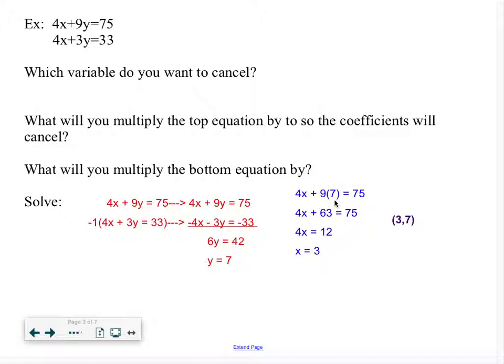I plugged that back into an equation, into one of my top equations. I plugged 7 in for y to solve for x, and I got the intersection point is 3, 7.